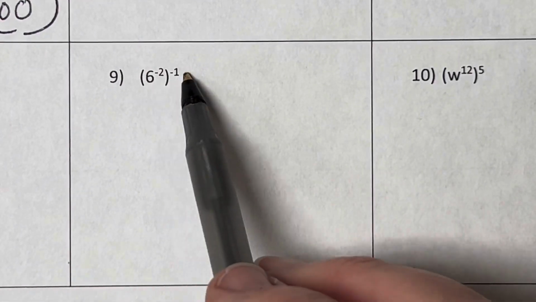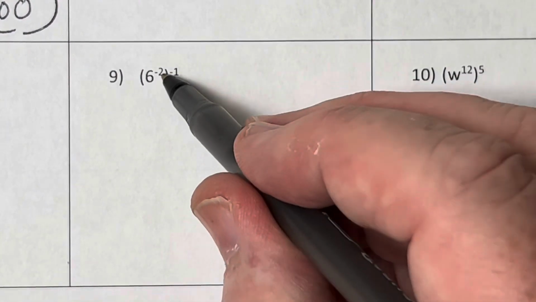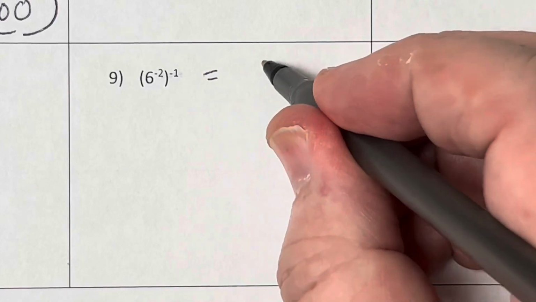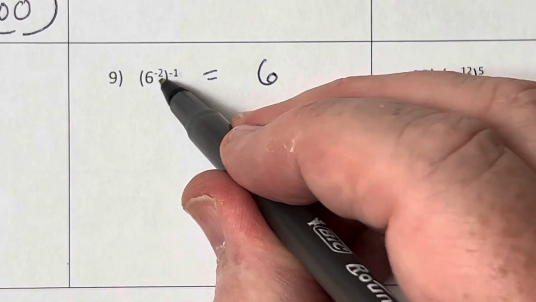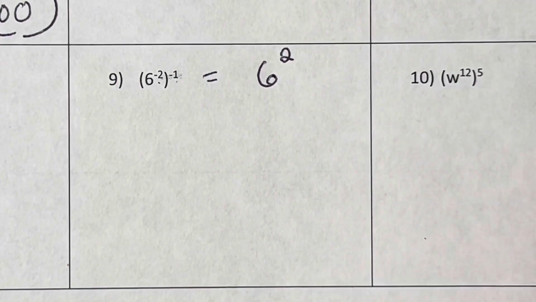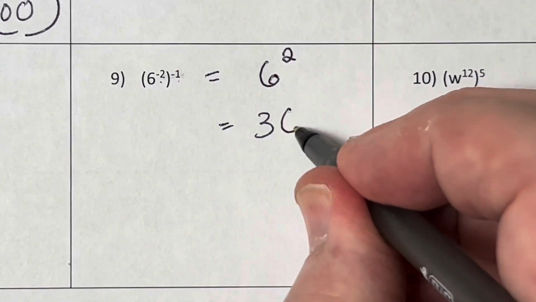All right, 9, we have a power to a power. When we have a power to a power, we end up multiplying our powers. So this becomes 6 to the -2 times -1, which is +2. So then that is just 6 squared, which is 36.